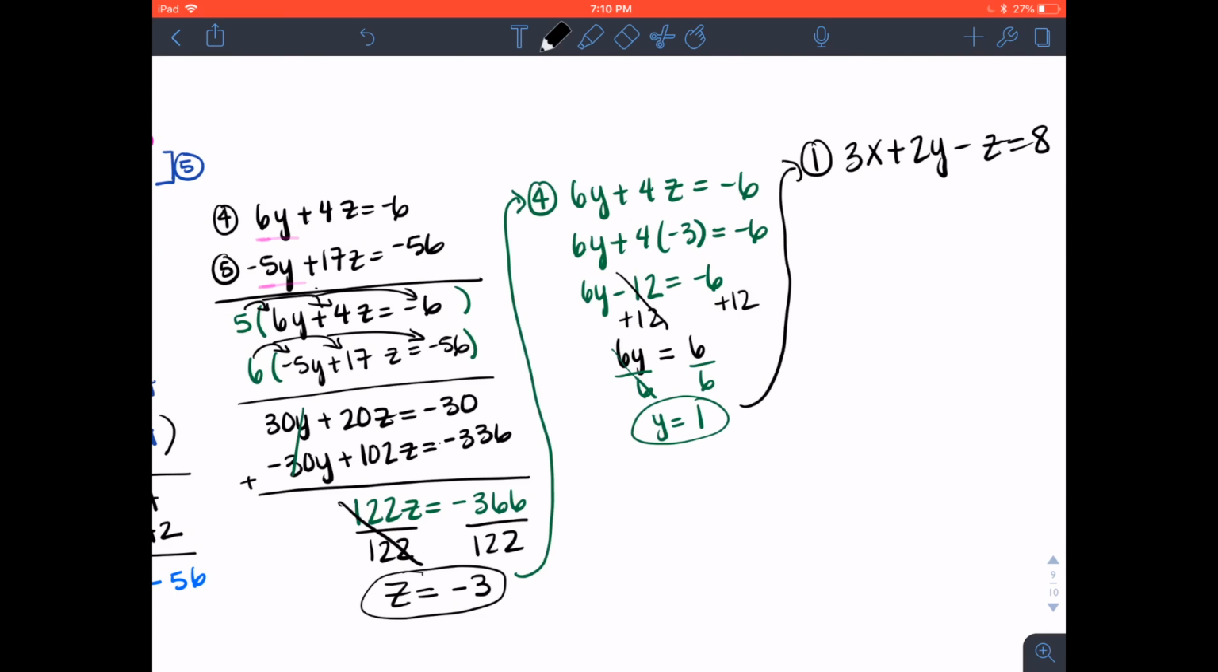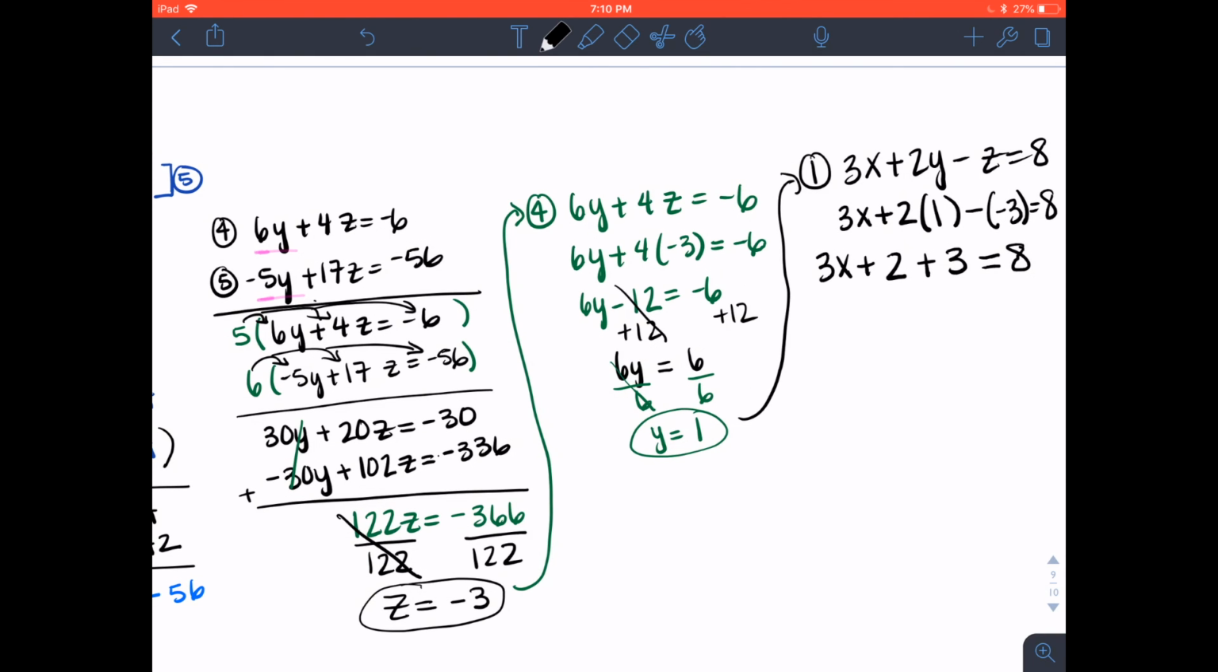So my x is the thing that I haven't solved. So I'm just going to bring down 3x. 2 in this case, y in this case is 1, so plug in 1. And z is negative 3, equals 8. So working this out, we have 3x plus 2 times 1, which is 2. 2 negatives make a positive, so that's plus 3 equals 8.